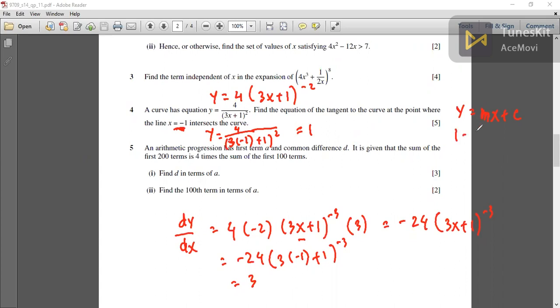So y equals 1, and then the gradient is 3, times the x which is minus 1, plus c. So the c will be 3. So we got the equation of the tangent, y equals 3x plus 3. Oh wait, sorry, it is not plus 3, the c is 4. C equals 4. Okay, that's for number 4.